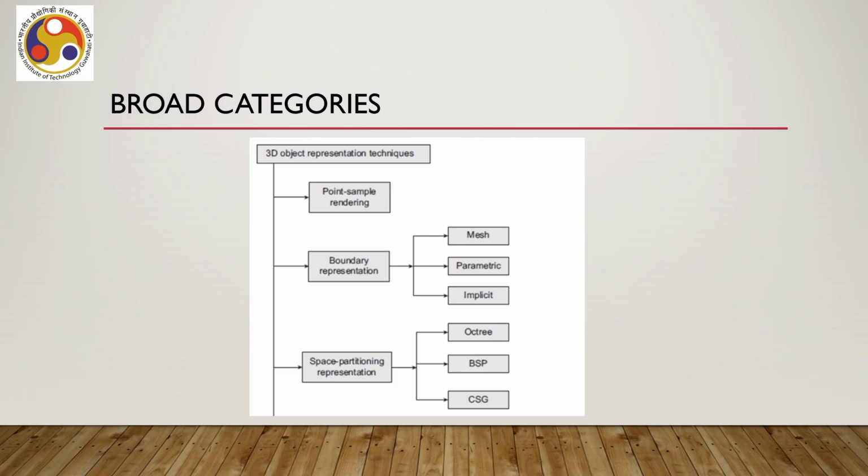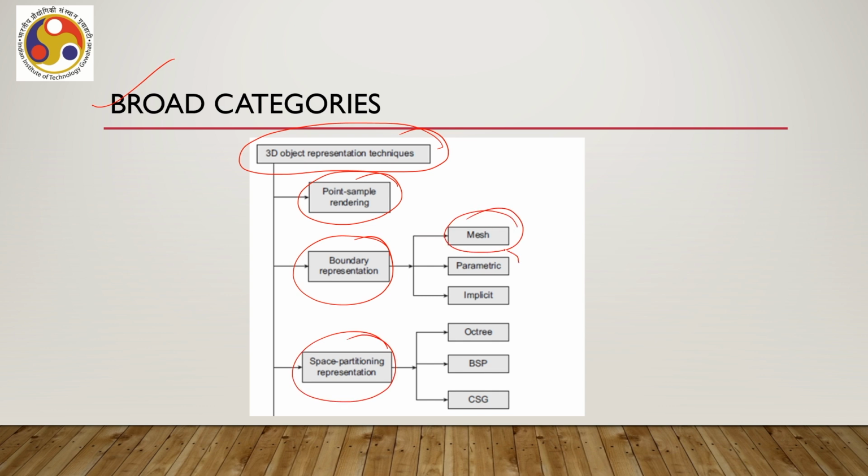Now, let us quickly focus on the broad categories of such representation techniques. So, if we are talking of 3D object representation techniques, the broad categories are three: point sample rendering, boundary representation and space partitioning based representation. Under boundary representation, we have mesh representation, parametric representation and implicit representation. Under space partitioning, we have octree method of representation, binary space partitioning or BSP method of representation, and constructive solid geometry or CSG method of representation.